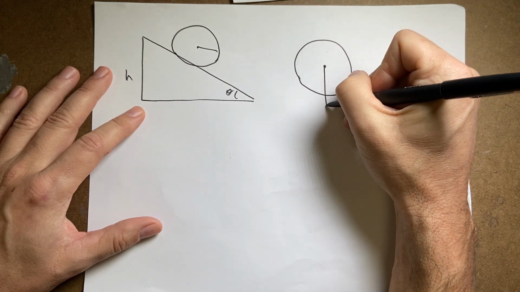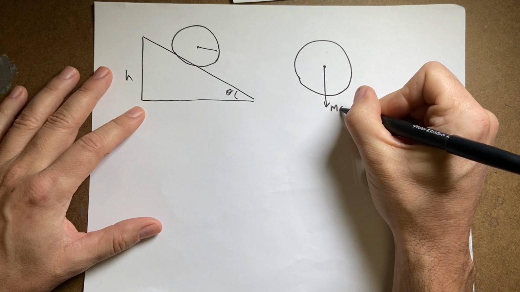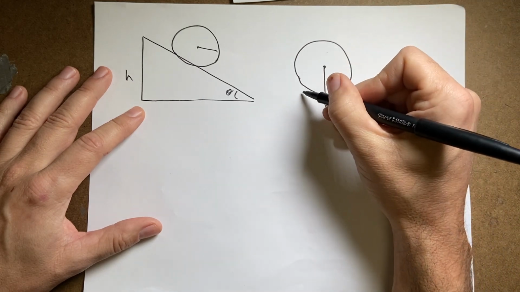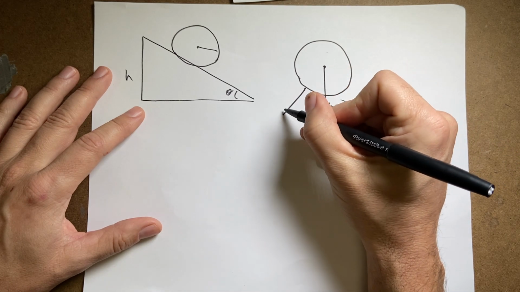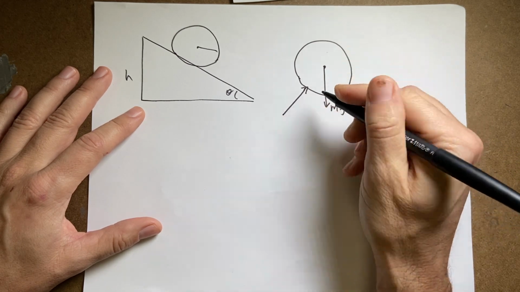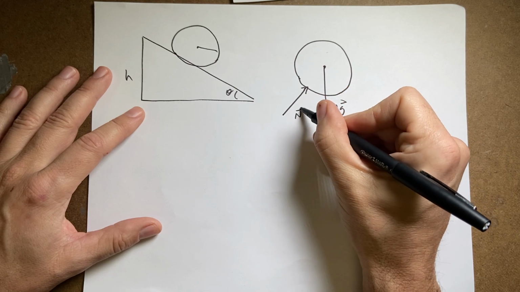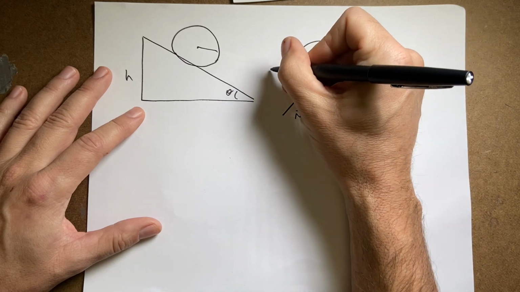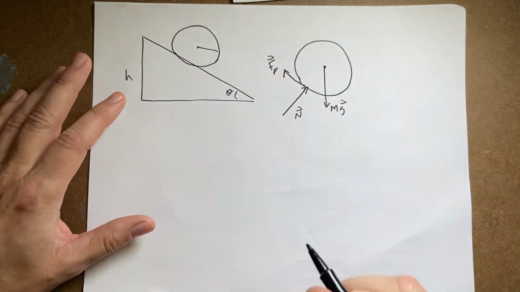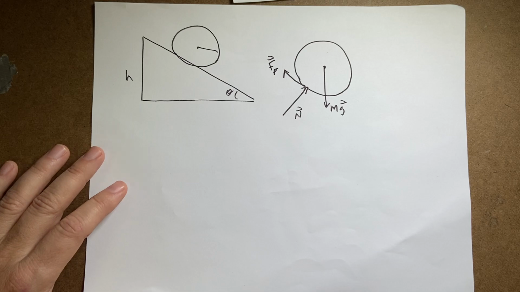Now I have the gravitational force, mg. I'm going to put the normal force right here. I could start it from right there, but it just looks a little cleaner right here. Okay, so there are my 3 forces acting on the object.